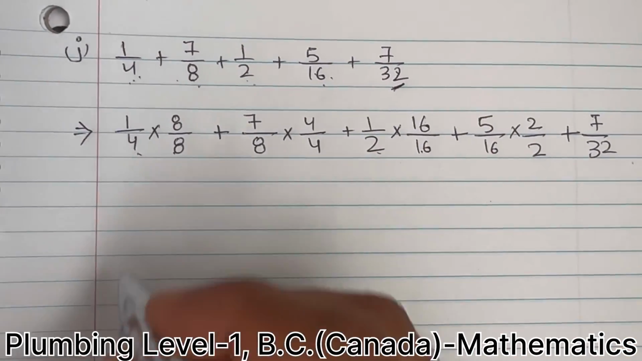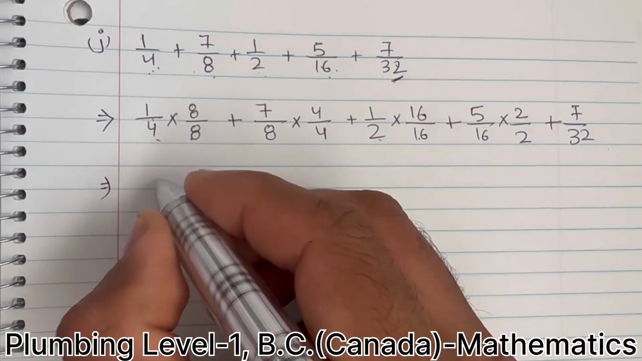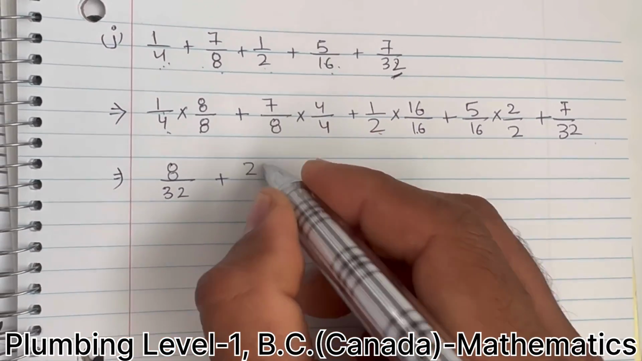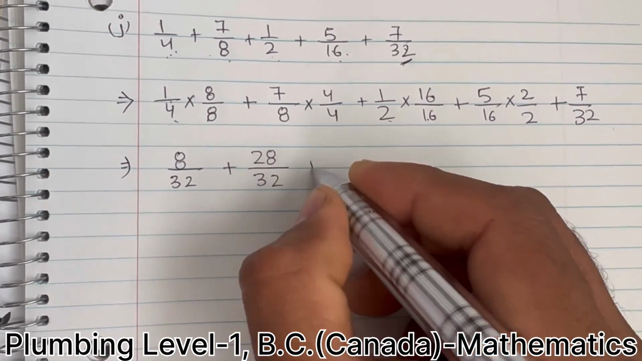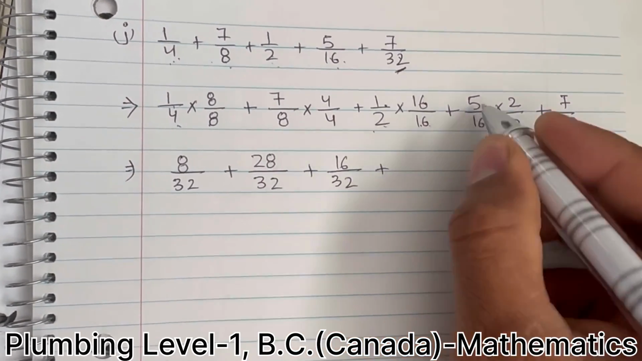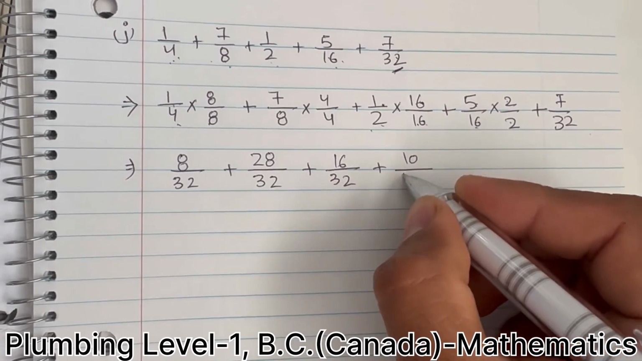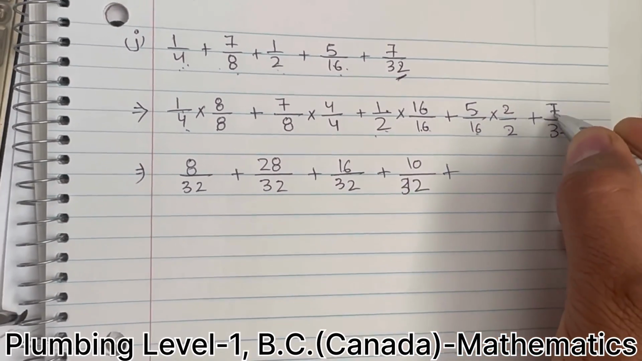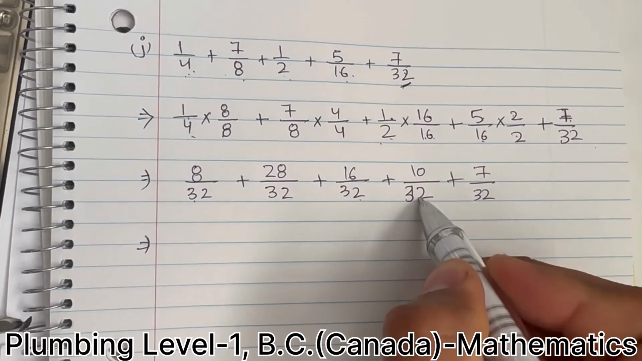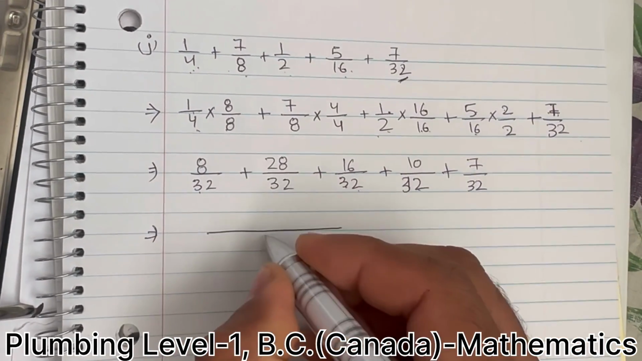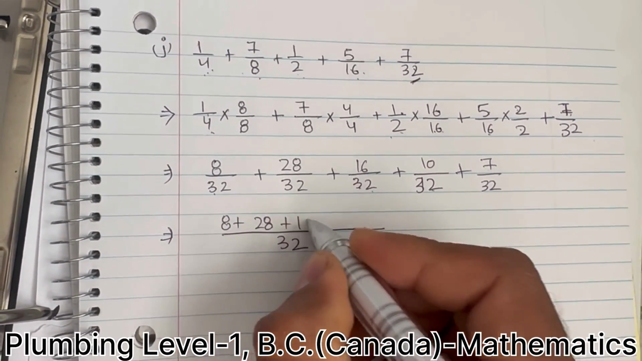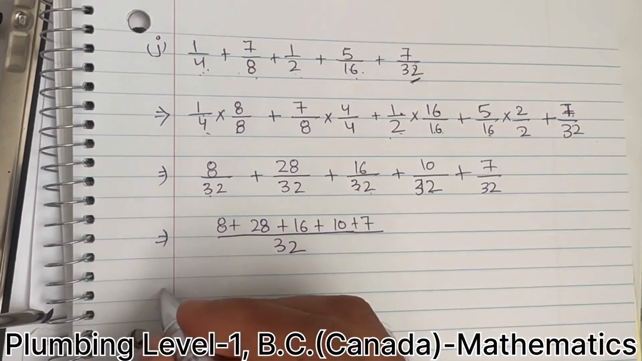So now 1 times 8 is 8, 4 times 8 is 32, 7 times 4 is 28, 8 times 4 is 32, 1 times 16 is 16, 2 times 16 is 32, 5 times 2 is 10, 16 times 2 is 32, and then we will copy this number as it is. And now we can see all the denominators are the same. Then we can take 32 as the common denominator, and add all the numerators together.